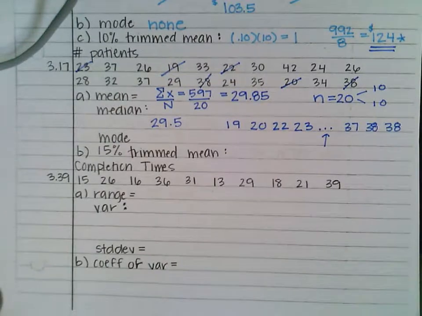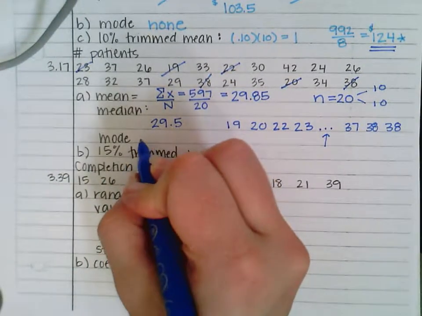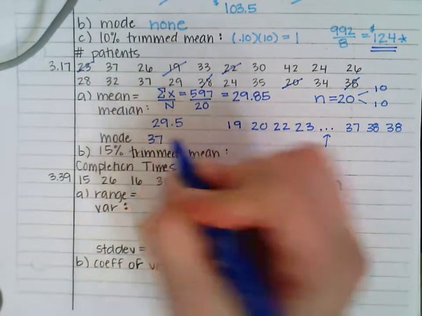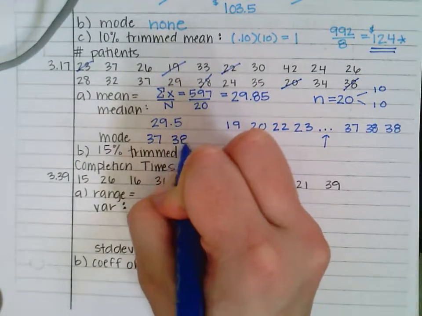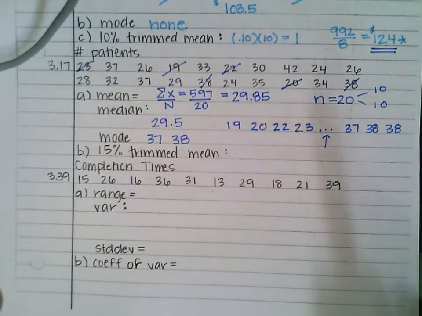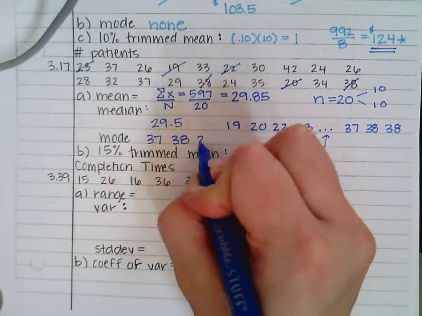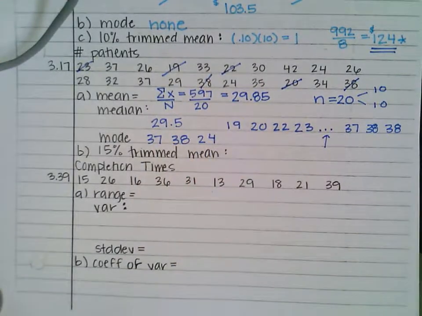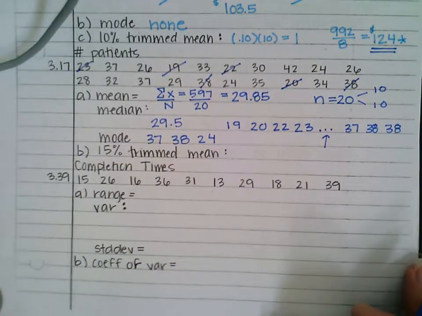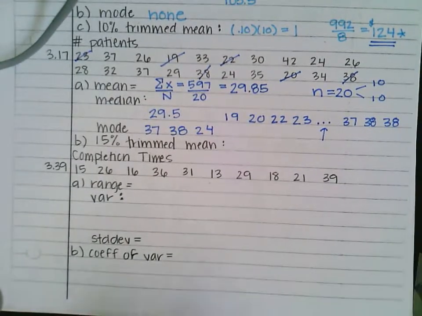And then I want to know how many things are listed twice. So 37 is listed twice. 38 is listed twice. Anything else? 24 is listed twice. I don't think anything's listed 3 times, right? But this is going to have multiple modes here.